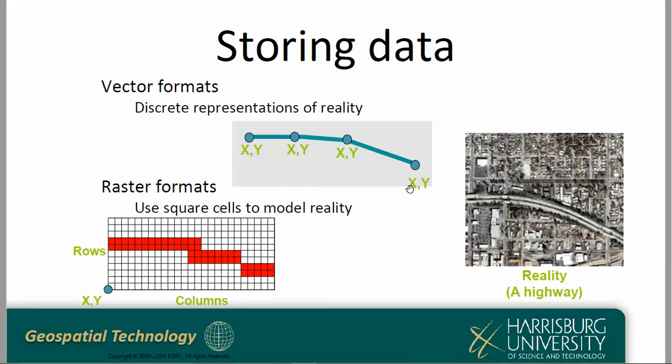On the right here, you'll see a highway that actually represents reality. So that highway would be represented in vector format like the points connected by lines. It would be represented in raster format like the multiple cells that form an ongoing line across the screen. But you'll notice already that the designation of that line in raster is a little bit more blocky and chunky and irregular than vector data.